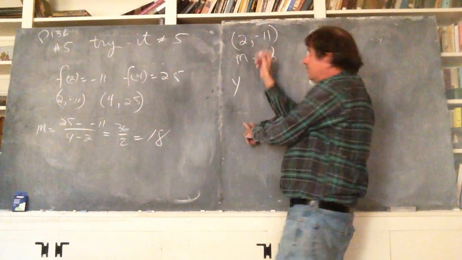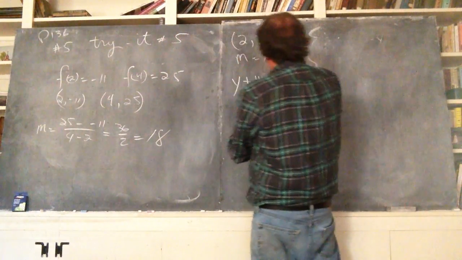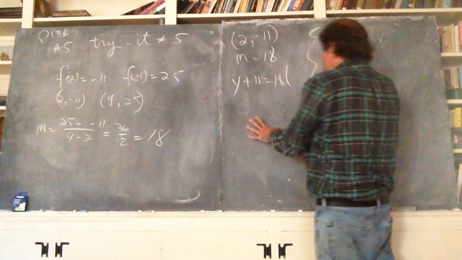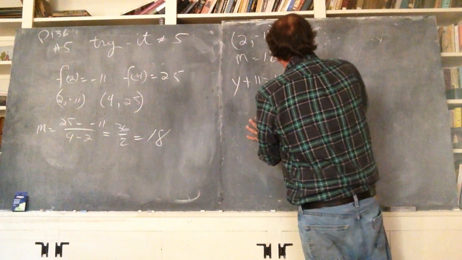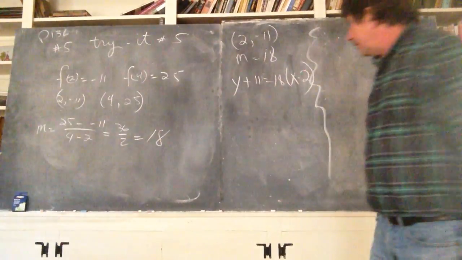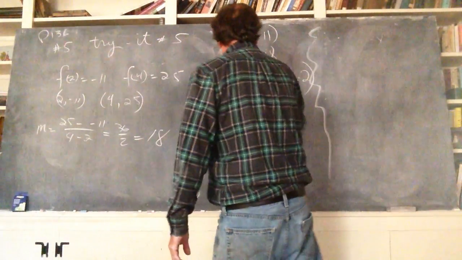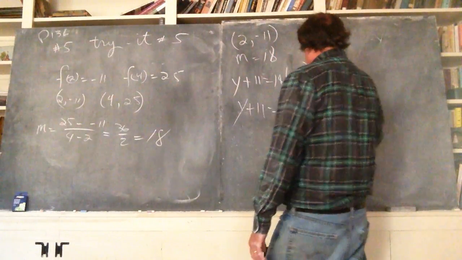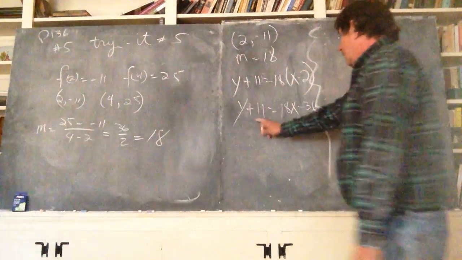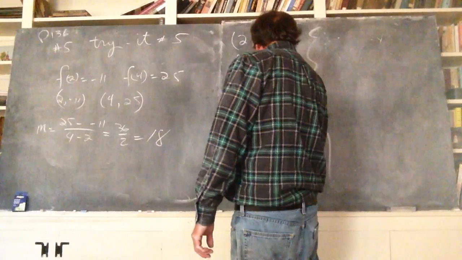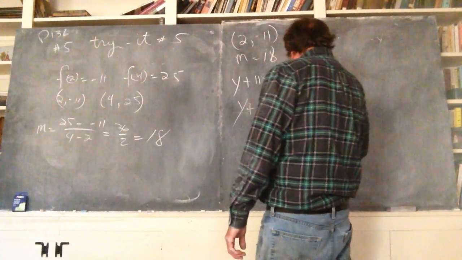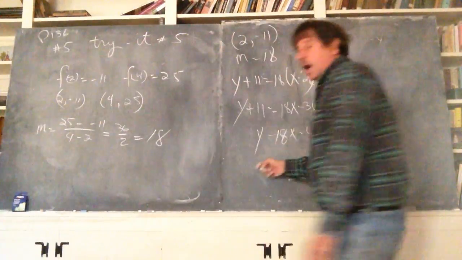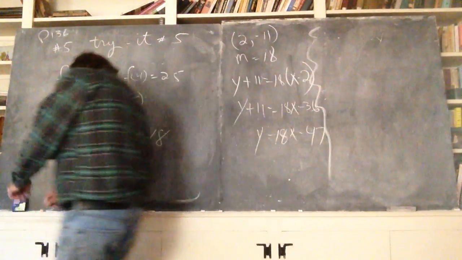Y minus negative 11 equals 18 times x minus 2. Little algebra. Y plus 11 equals 18x minus 36. Subtract the 11 on both sides. Y equals 18x minus 47. That's an 18. I certainly hope we get that when we do it with the orange.